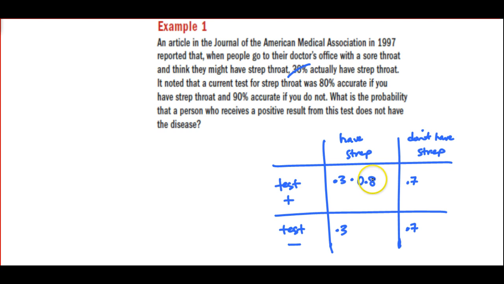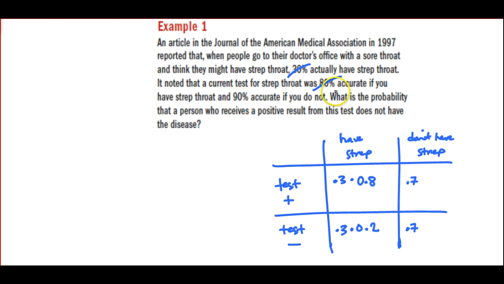The complement to that is you have the disease, but it's not accurate. So the complement there is going to be the 0.2. So 80% accurate when you have strep throat. So it's going to give a positive result when you're sick. When you're sick, 20% of the time it's going to say that the test was negative. So we've got that number figured out.